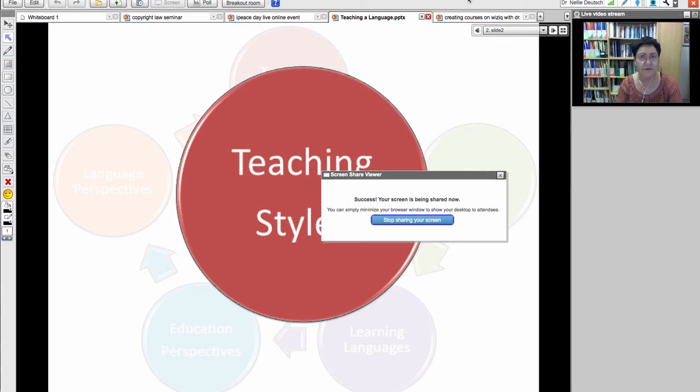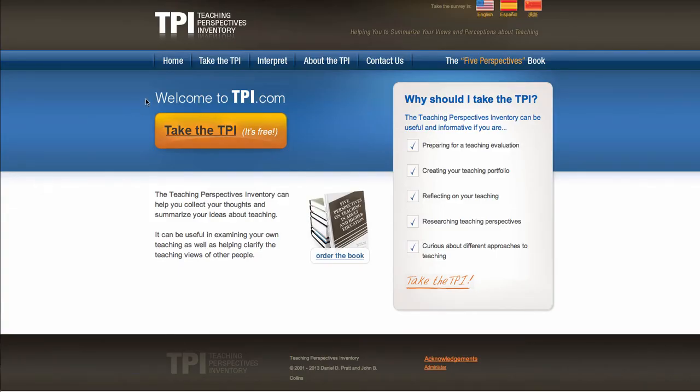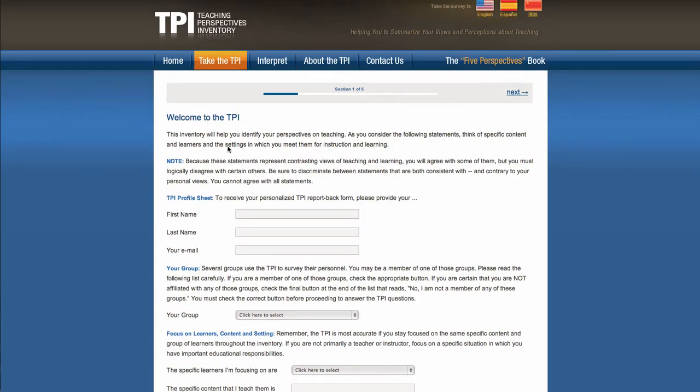Okay, so here I go. Here is the inventory. Okay, this was created by two Canadians. You can also get the book. But the idea is to find out what kind of teacher you are. And you'll see changes as you go. You may find that today you are this kind of teacher. A couple of months from now, you may change. So you add your first name, your last name, and so on.